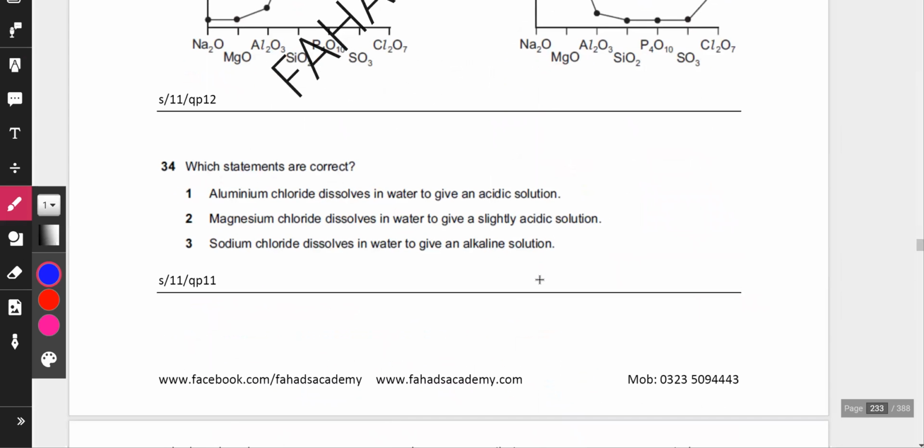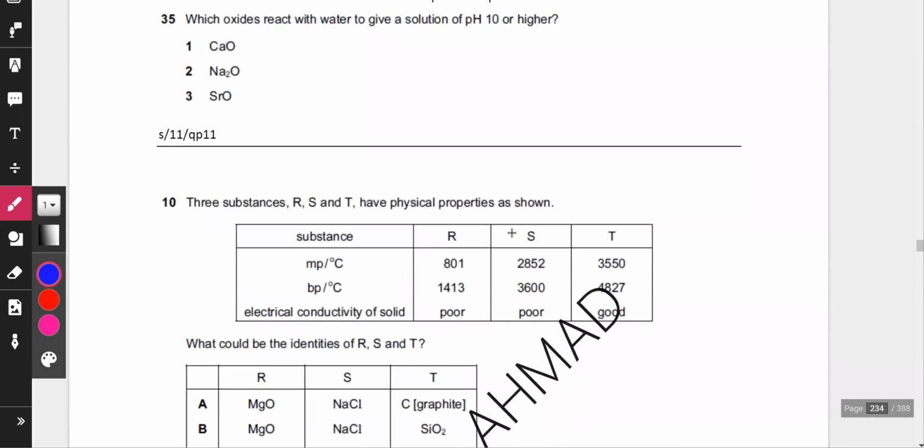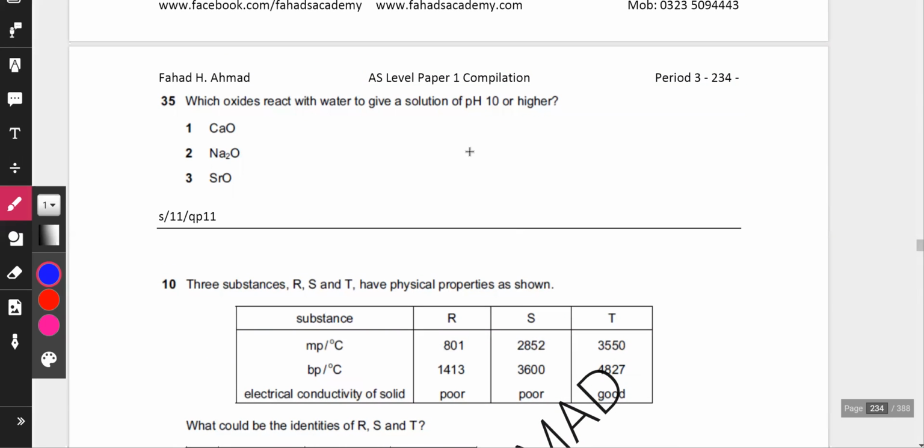So which statements are correct? Most of the questions are simple. Aluminum chloride dissolves in water to give an acidic solution, which it does. Magnesium chloride dissolves in water to give a slightly acidic solution, which is also correct, as there's a slight hydrolysis. Sodium chloride just dissolves in water, no hydrolysis. Nothing happens to the water. So three is incorrect. Which oxides will react with water to give a solution of pH 10 or higher? The second one is definitely correct.